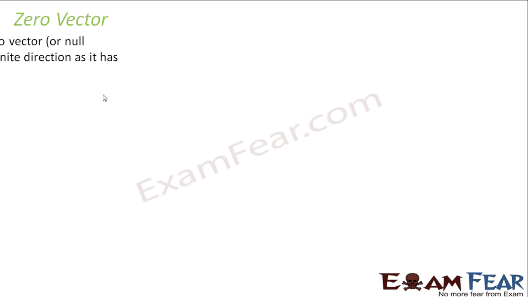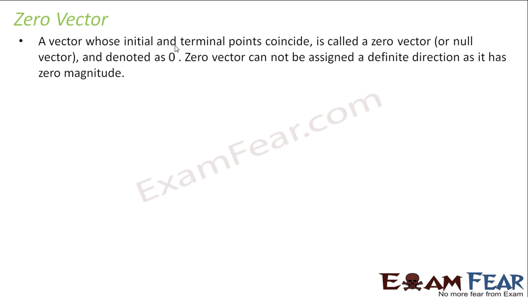Let's study zero vector. A vector whose initial and terminal position coincide is called a zero vector. They don't have any direction, right? They can be assigned any direction. They don't have any direction because there is no magnitude of this vector. The initial and the terminal position coincide. We'll rarely use such kind of vectors because if there is no magnitude and no direction, there is nothing, right?